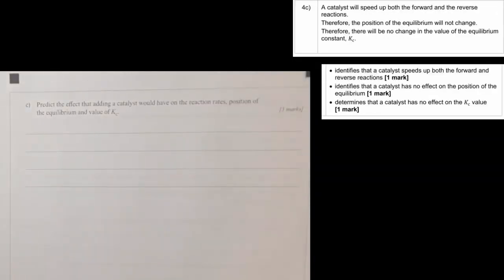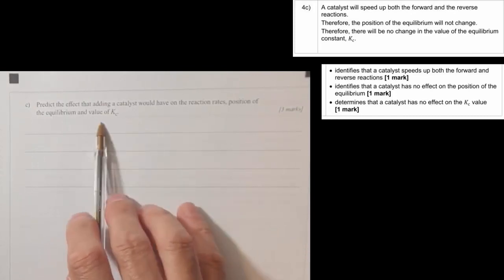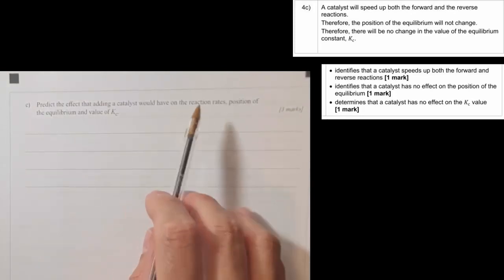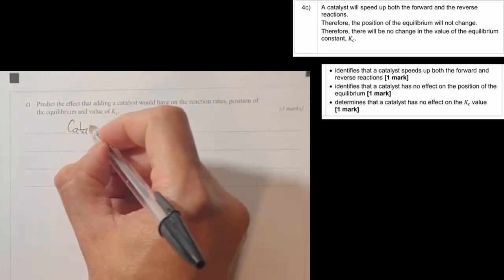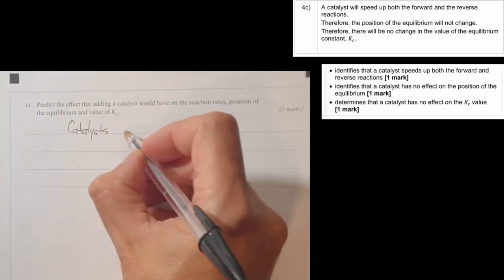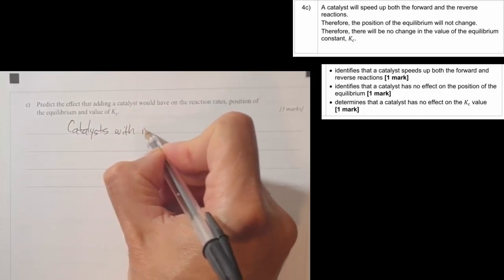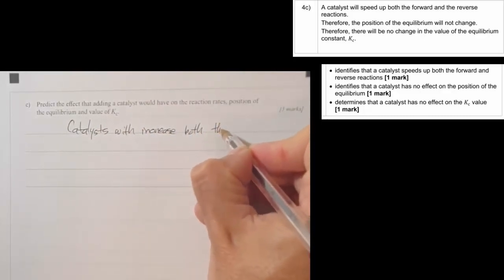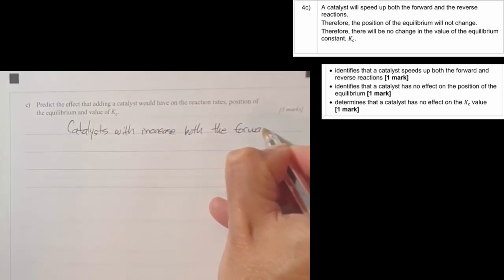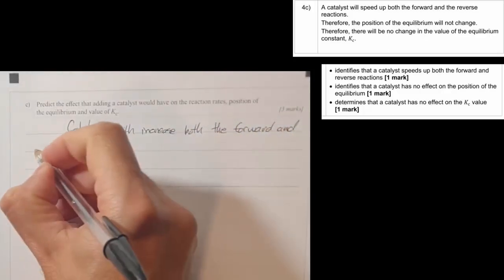Okay, predict the effect that adding a catalyst would have on the reaction rates, position of the equilibrium, and K value. Okay, so make sure I say all three. That should do us. Catalysts will increase both the forward and reverse reactions.